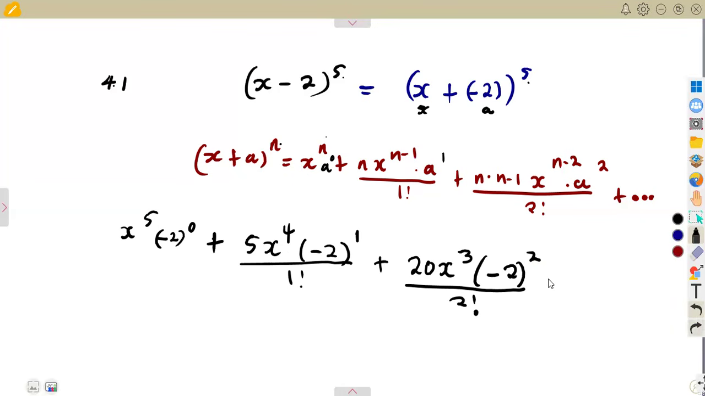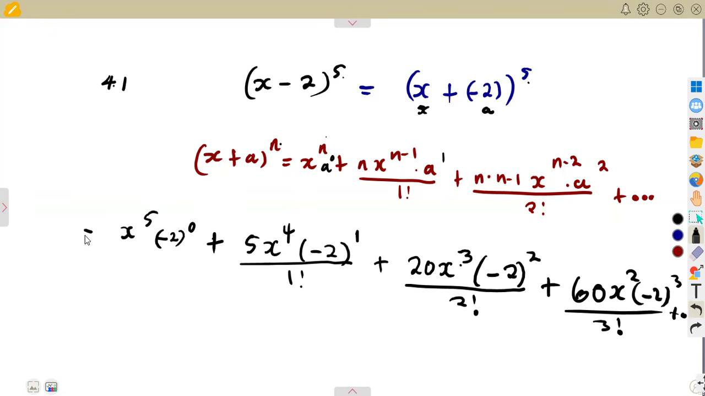Still there. The last term, we differentiate the part of x. So if you differentiate, 3 times 20, that is 60. You subtract 1 on the exponent, that is 60x squared. Minus 2 is increasing its powers to the power of 3 over 3 factorial, and so on and so on.